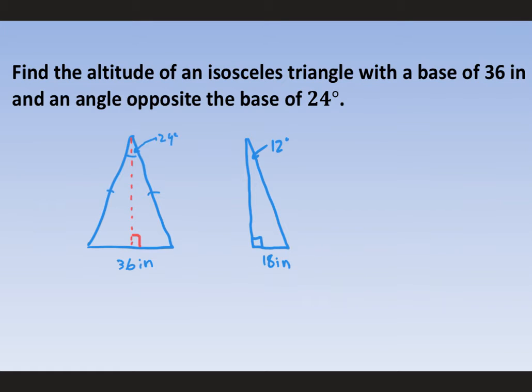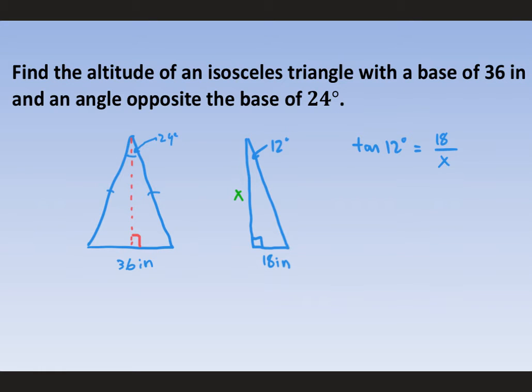Okay, well, we now have enough information. What we really wanted to find all along was the altitude or the height, that line that we drew, that's the length that we want to find. And we can use trig to do that. So this is a tangent problem. We're going to say the tangent of 12 degrees equals my opposite, 18 over my adjacent x.